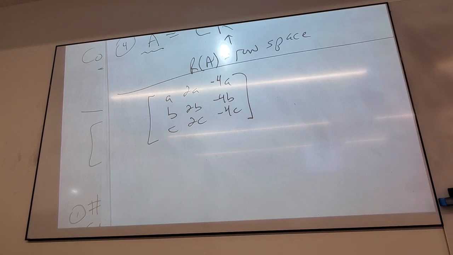Can you guys see how the second one is a multiple of the first? Isn't it B over A times the first one? Do you guys see that? And what's the third one? C over A times the first one, yes? Does everybody see that? Can you write it down? Yes, I can.